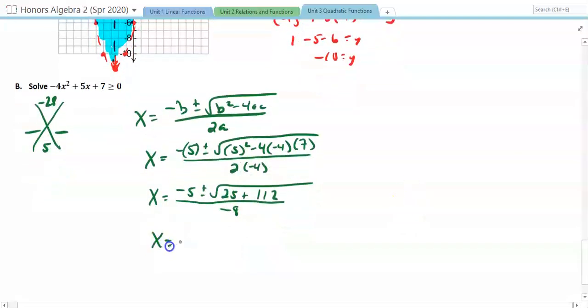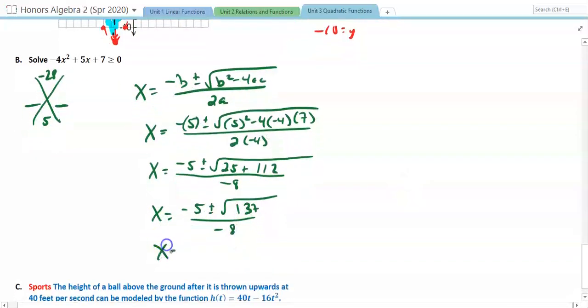And so we're going to get that x is equal to negative 5 plus or minus the square root. 25 and 112 is going to give us 137 over the negative 8. And the square root of 137, when we go to our calculator, square root of 137 is 11.705. So negative 5 plus or minus this, not the square root anymore because we've taken the square root, of 11.705 with rounding over the negative 8. Now, at this point, we're going to change this equal sign to an approximately equal to sign because we've rounded at this point.